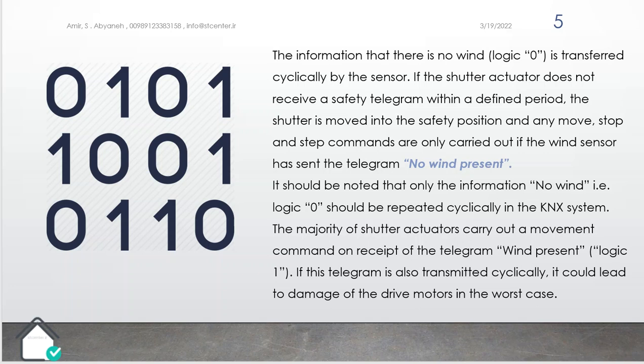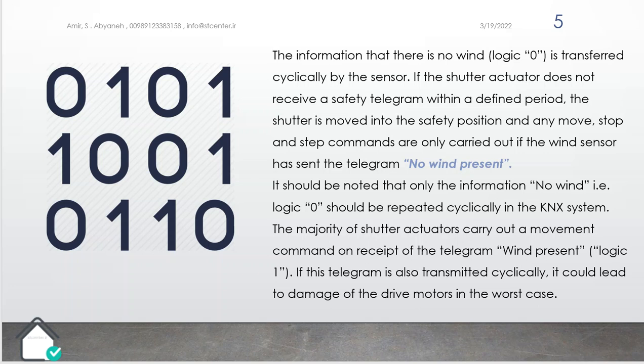As long as the wind sensor sends 0, the actuator knows that nothing important has happened, and it can work in a regular way. But if the actuator receives 1, or does not receive anything, it moves the shutter to the safe position.